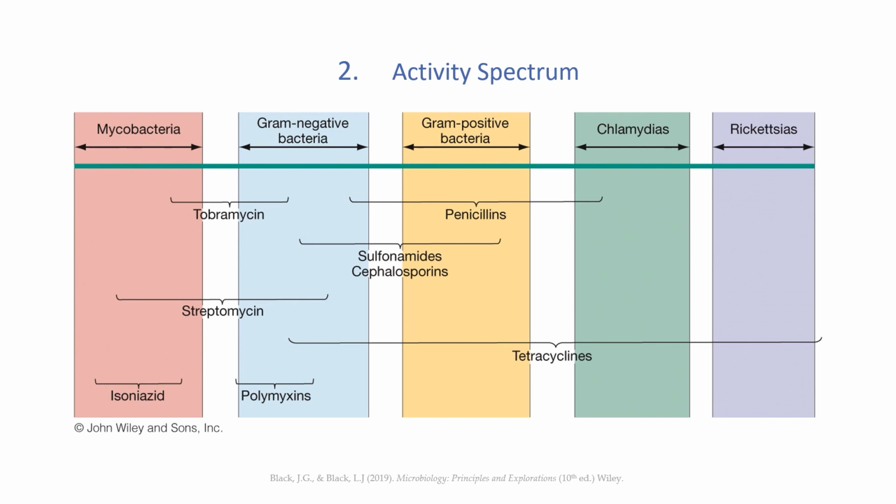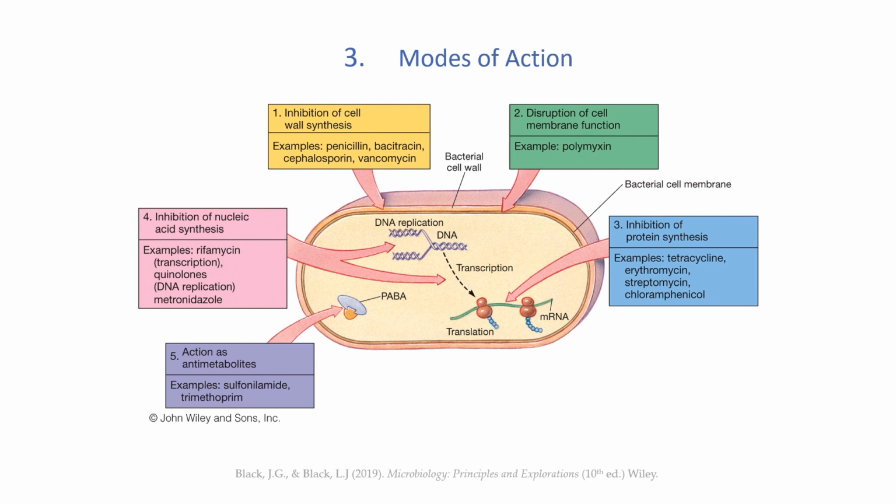So you can have broad spectrum antibiotics like tetracyclines, which can be effective for a wide range of microorganisms. And you can also have narrow spectrum agents like isoniazid, which can be specific to just mycobacteria. Ideally, you want to go for the narrow spectrum antibiotic first, so you don't unintentionally kill off friendly microbiota in your body. We can identify at least 5 modes of action for antibiotics.